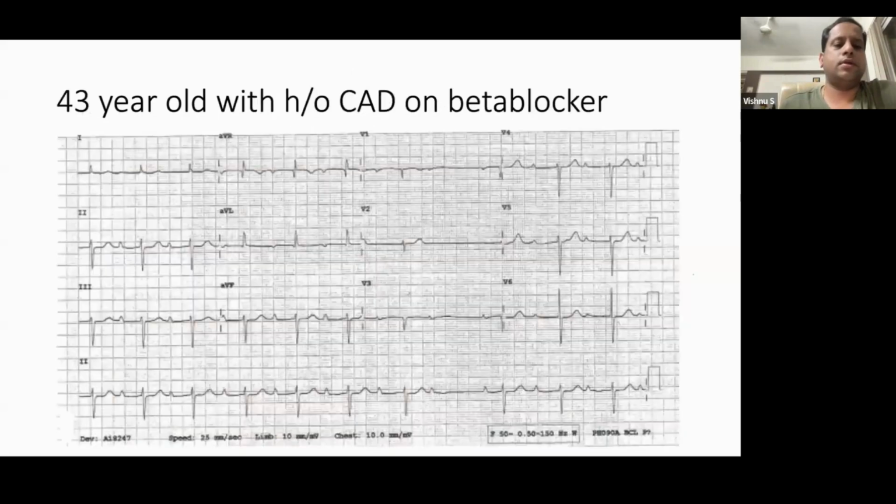Okay, next one. This is the next to that. A 43-year-old with a history of CAD on beta blocker. What is the diagnosis? First we see first degree. Now we will go to second degree Mobitz type 1.